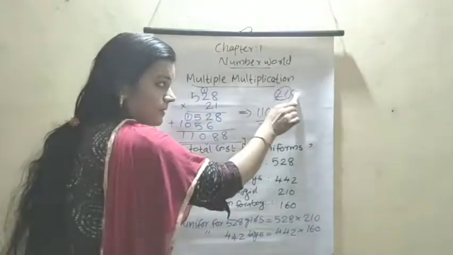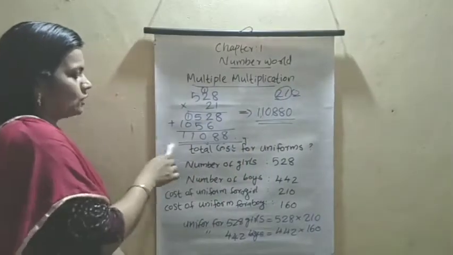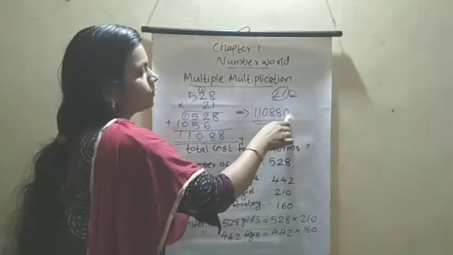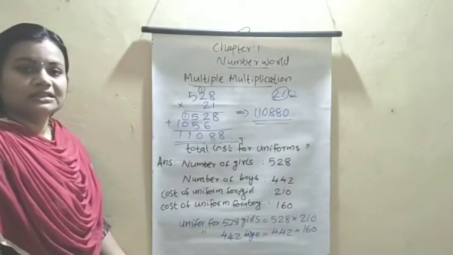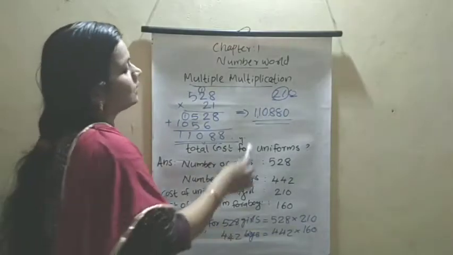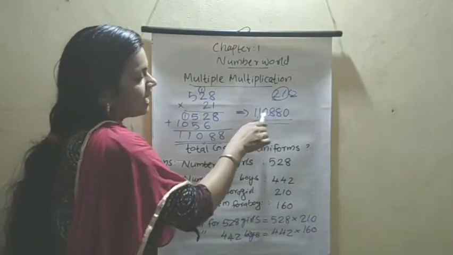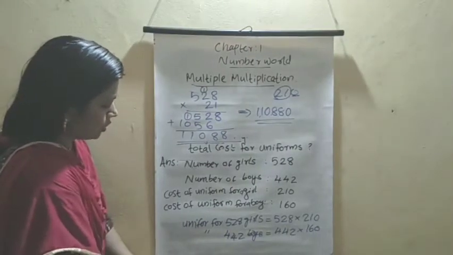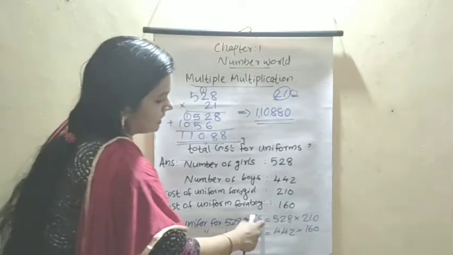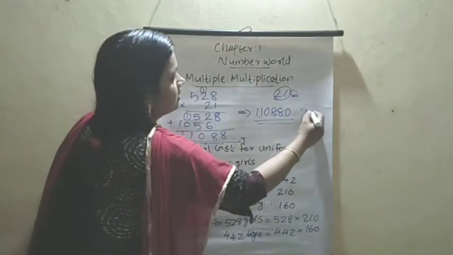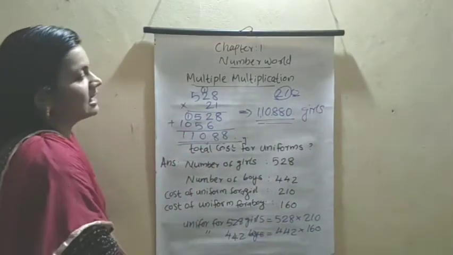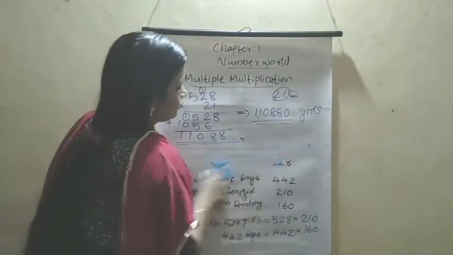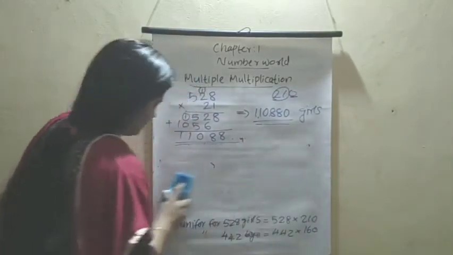First of all we calculated 528 into 21, the 0 is kept here. Then we calculated 11,088. Then this 0 is put near the given number. So what do we get? We got 1,10,880. Then the uniform for 528 girls is equal to what? This is for girls. It's equal to 1,10,880.